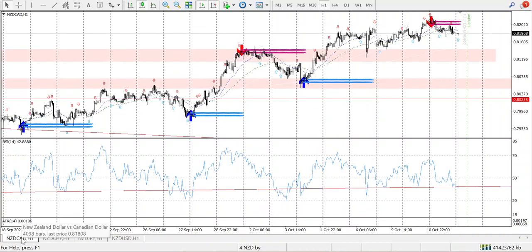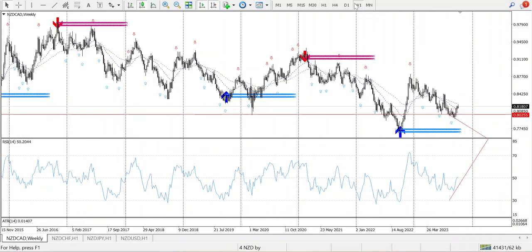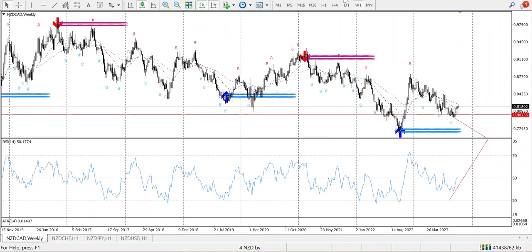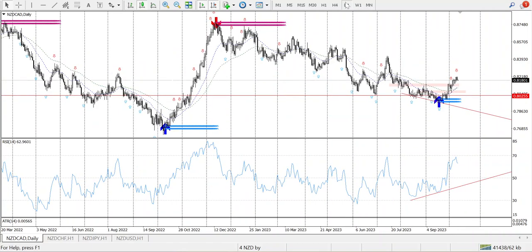So NZD CAD. What are we seeing here? Weekly. It was going up for 3 days, yesterday. Last week it made a hammer candle again. This week it's going bullish in the day trade. I'm going to move this diagram to this level. This is the second support area which I can see, which will be more thrilling to watch.